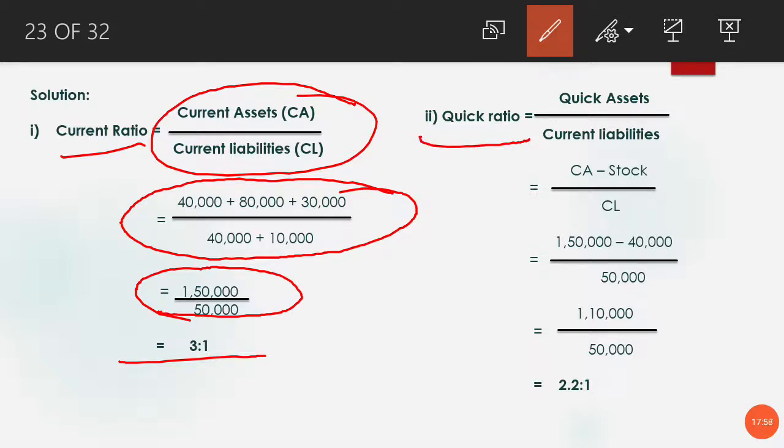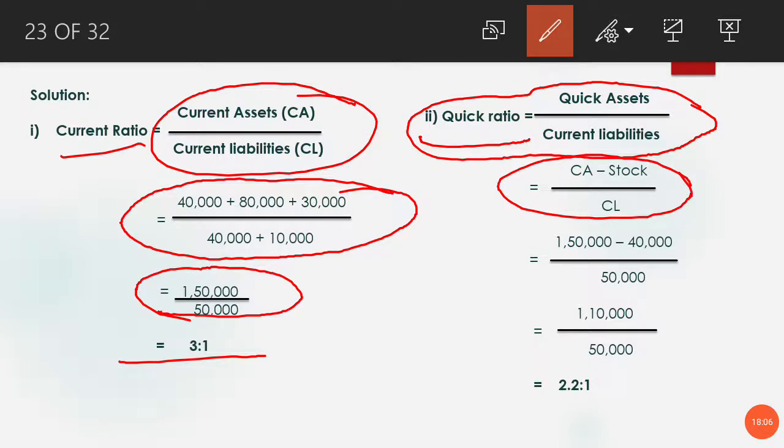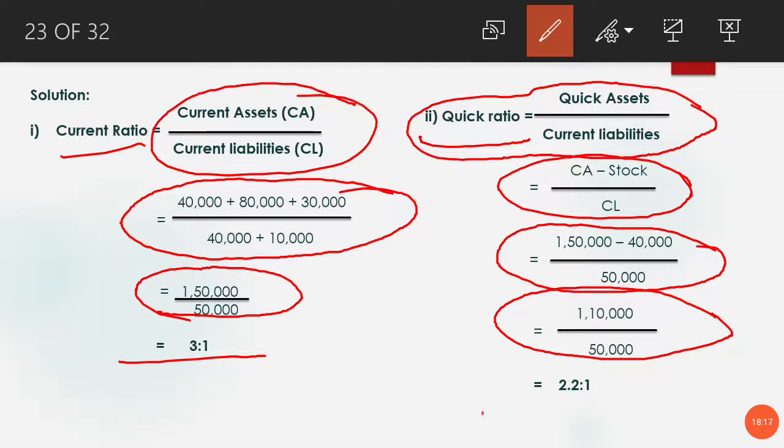Second, quick ratio. Quick assets divided by current liabilities, that is, current assets minus stock divided by current liabilities, is equal to 1,50,000 minus 40,000 divided by 50,000, is equal to 1,10,000 divided by 50,000, is equal to 2.2 to 1.